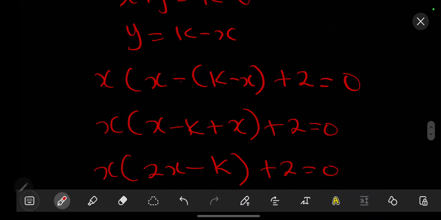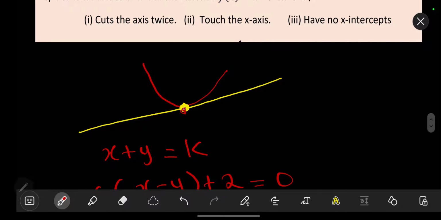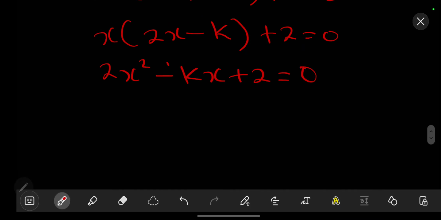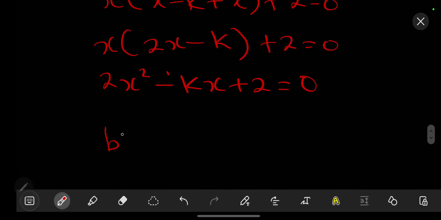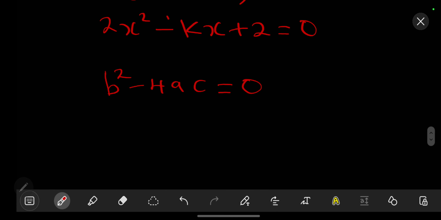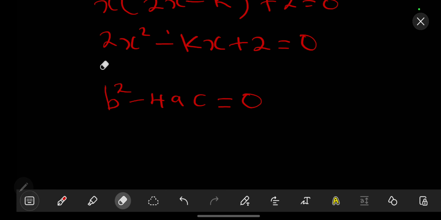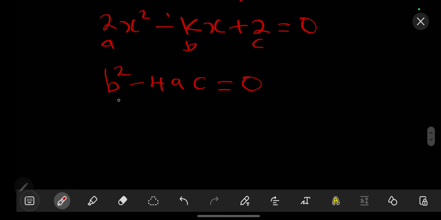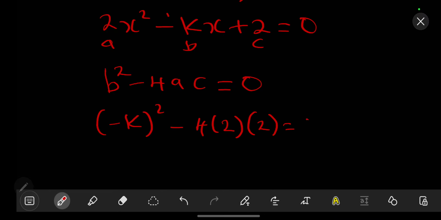Now remember, we said that this is a tangent, meaning it touches the graph at one point, meaning it only has one root. So therefore, we are going to use the discriminant, b squared minus 4ac, which should be equal to 0. From this equation, this is our a, this is our b, this is our c. So we have b squared, which is negative k squared, then minus 4, our a is equal to 2, our c is also equal to 2, equal to 0.